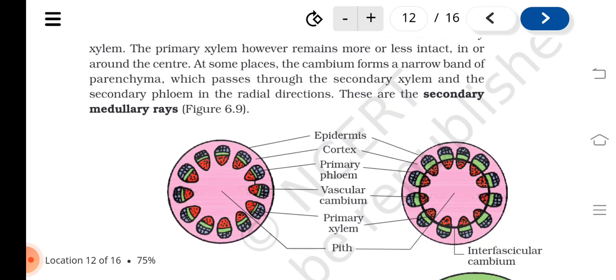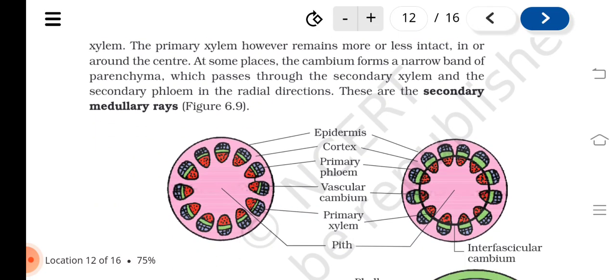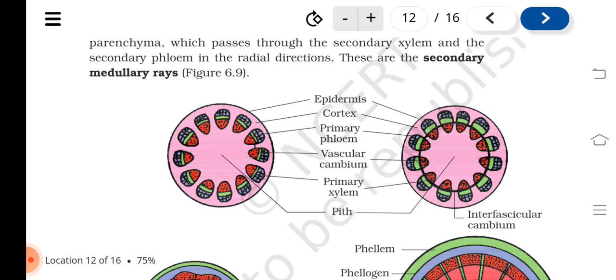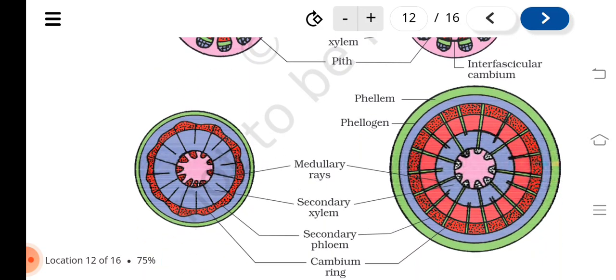At some places, the cambium forms a narrow band of parenchyma which passes through the secondary xylem and the secondary phloem in the radial directions. These are the secondary medullary rays. Figure 6.9.